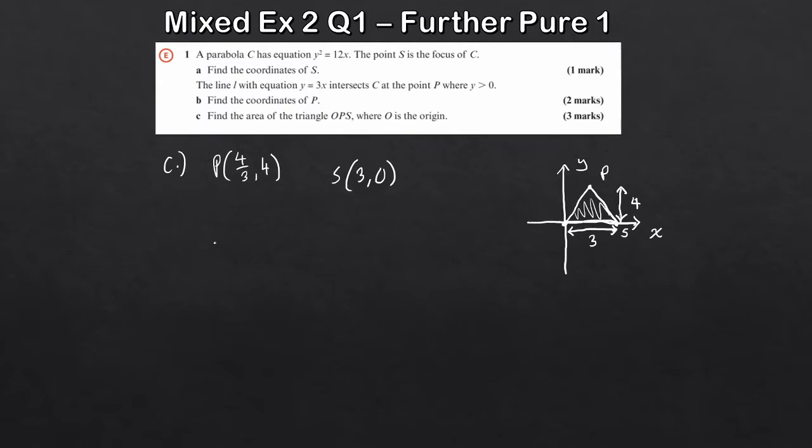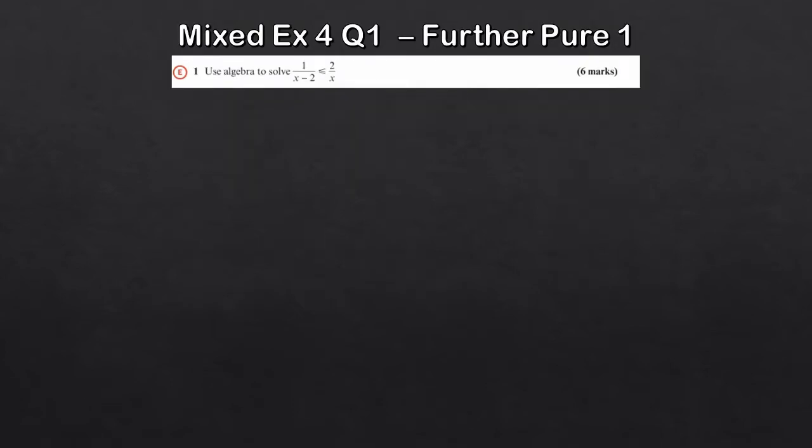So, base times height. So, area is just simply 4 times 3 divided by 2. So that's 12 over 2, which gives us 6. Okay, so 6 units squared for our area there. So, hopefully a nice kind of introduction question. Let's take a look at something a bit more challenging.